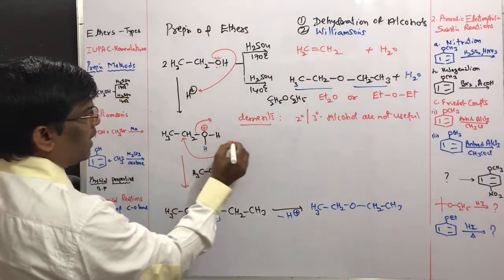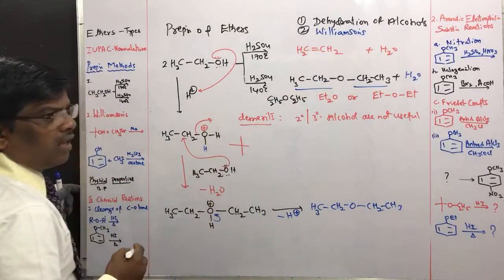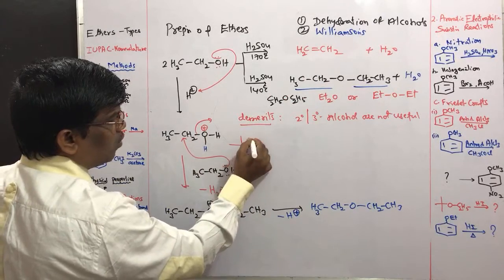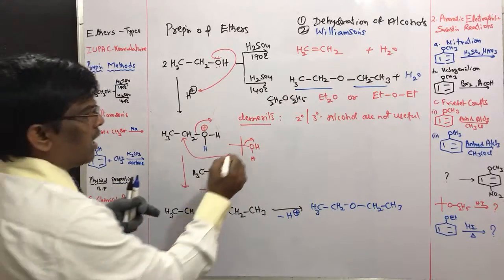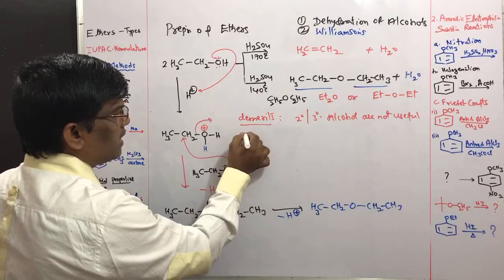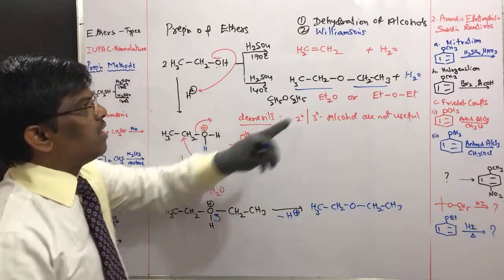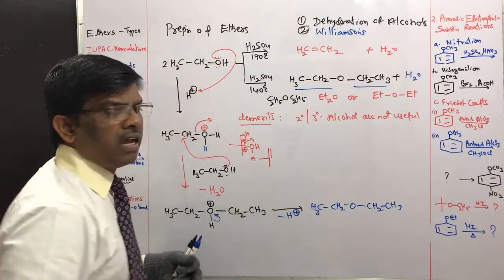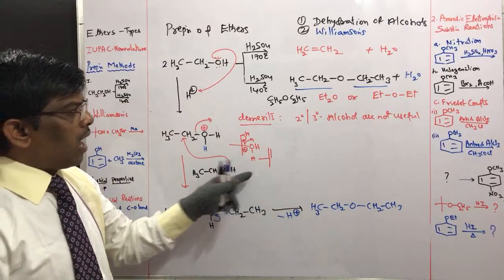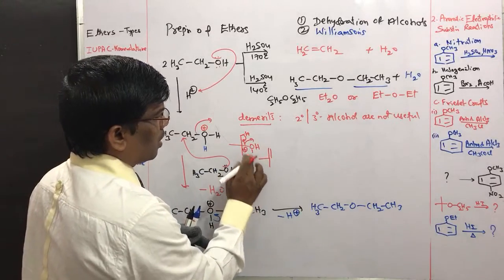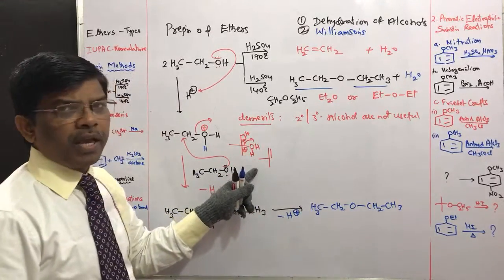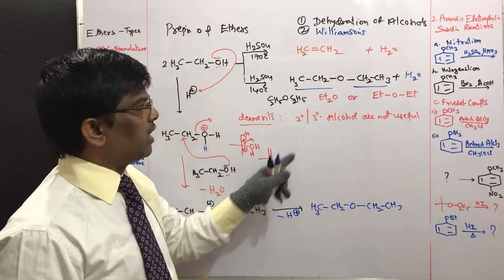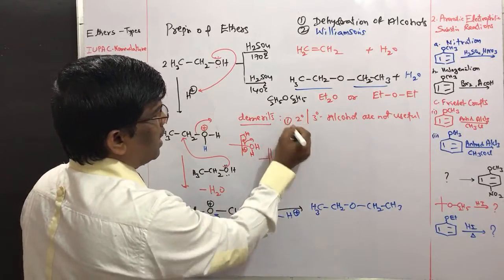For example, if I take tertiary butanol, at this stage it easily loses water, and the formed carbocation easily loses a proton and gives elimination. This is the unexpected or unwanted product. So we are going to get 2-methylpropene. So this is one demerit.